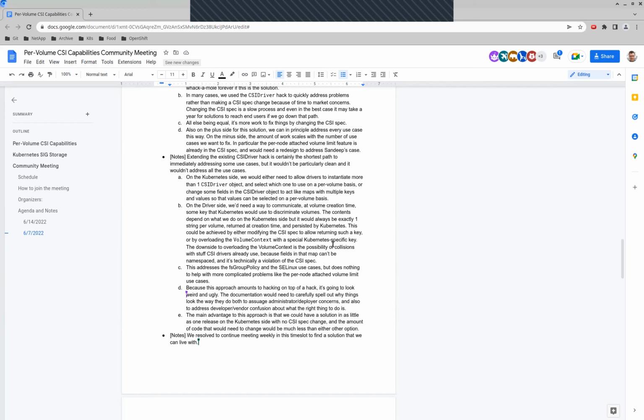And those were the three approaches, and they all have pros and cons. Who wants to sort of argue for one of them, or throw out a fourth option that we didn't capture last week? Anyone?